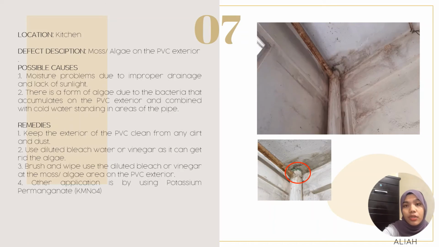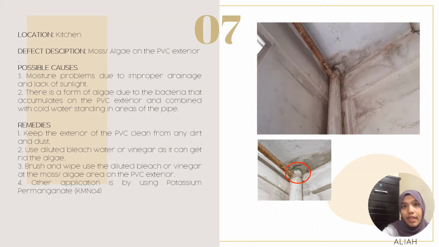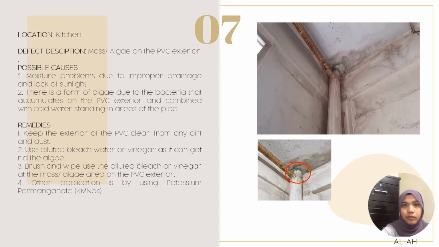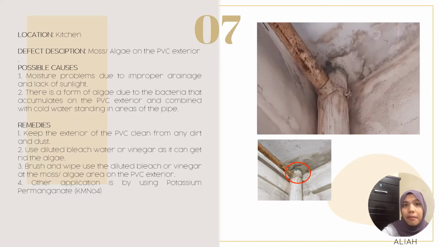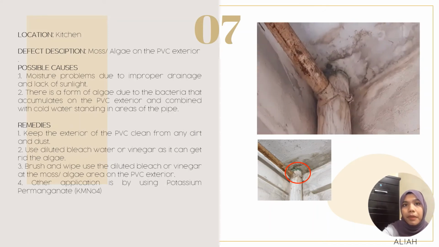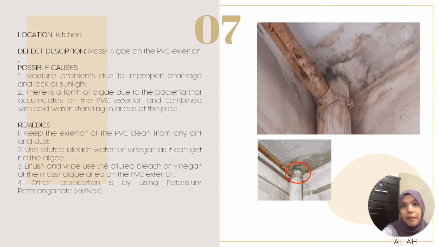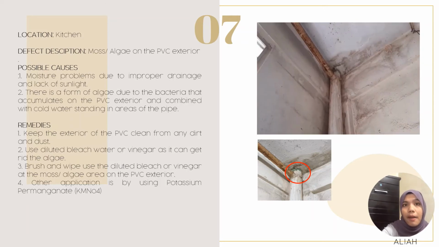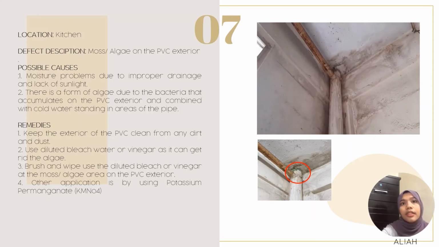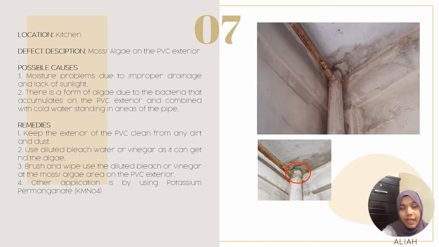Use the diluted bleach or a vinegar at the moss or algae area on the PVC exterior. And last, another application is by using potassium permanganate to remove algae on the PVC exterior. Mix potassium permanganate with water and put it in a spray bottle, then spray at the area that suffers moss or algae.